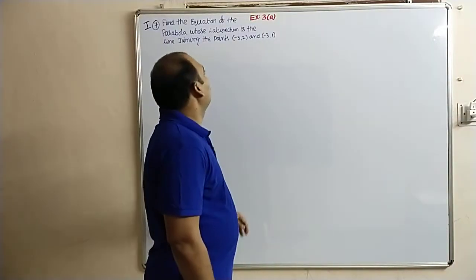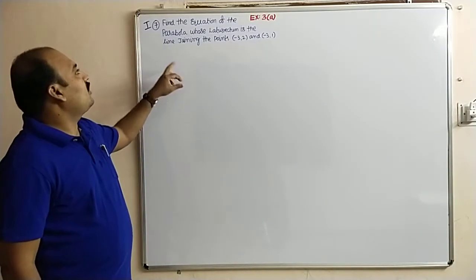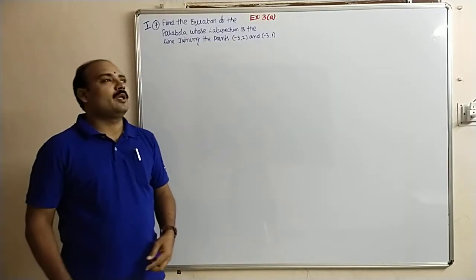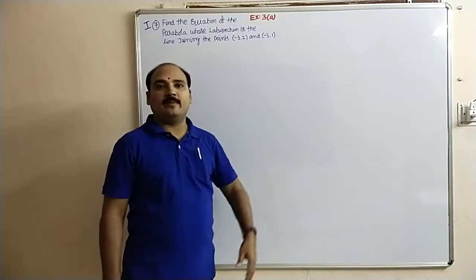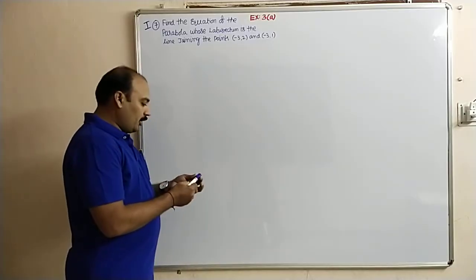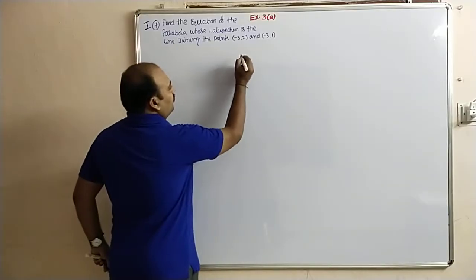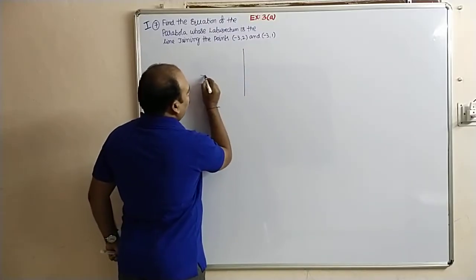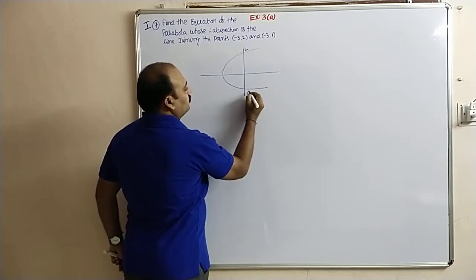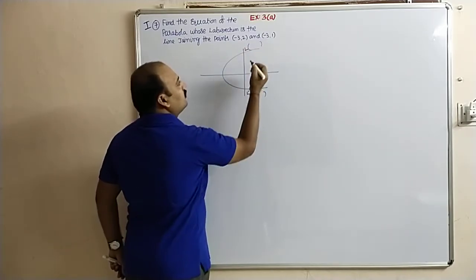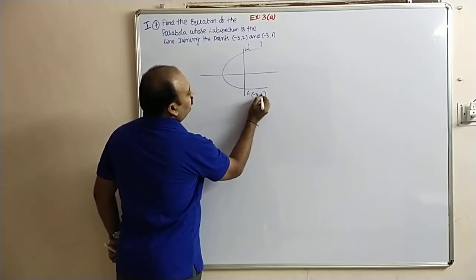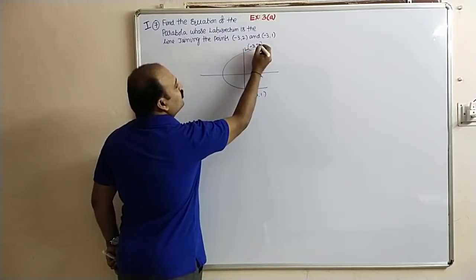The next question. Find the equation of the parabola whose latus rectum is the line joining the points minus 3 comma 2 and minus 3 comma 1. Latus rectum ends are given. See, according to the question, if you draw the figure, L and L dash, these are the ends of the latus rectum. Minus 3 comma 1, minus 3 comma 2.